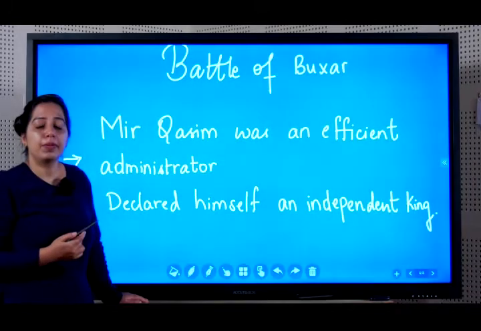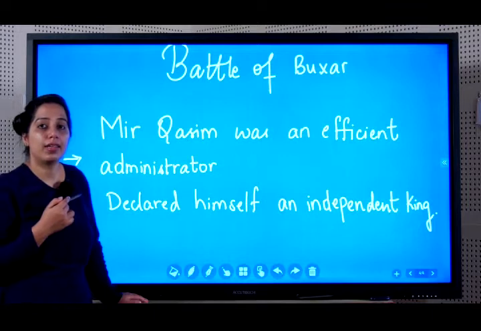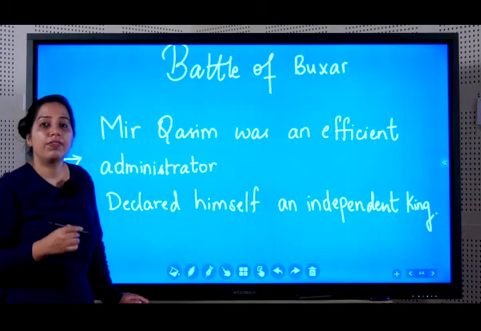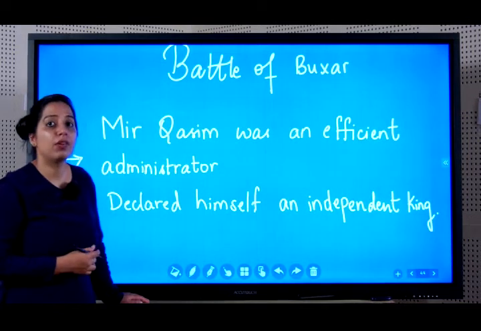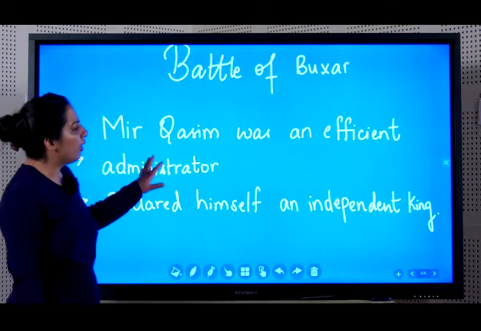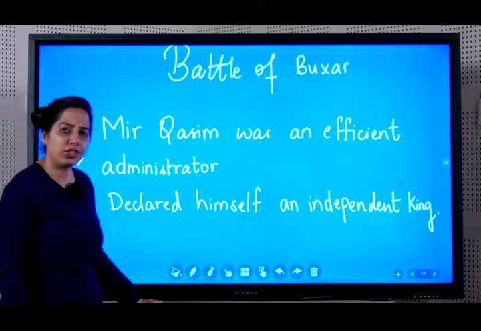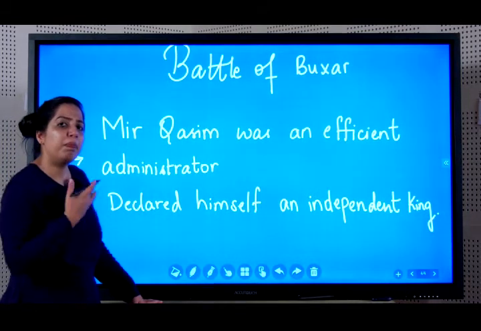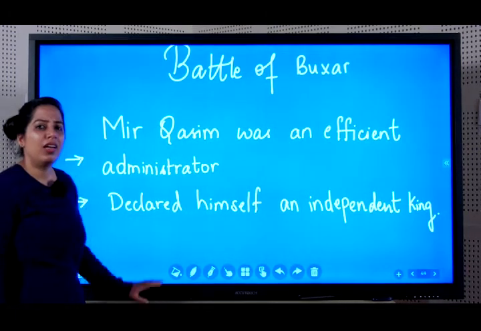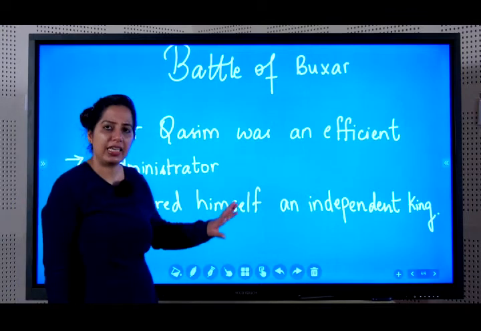If we remember from the Battle of Plassey, Mir Qasim was made the new Nawab and Mir Jafar was removed because he was inefficient. Now what did Mir Qasim do? He was very efficient and loyal in the beginning. He was also a very efficient administrator. He kept paying money to the British. However, at one point, he declared himself as an independent king.